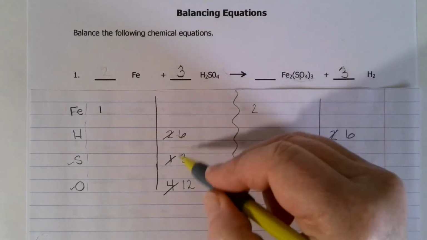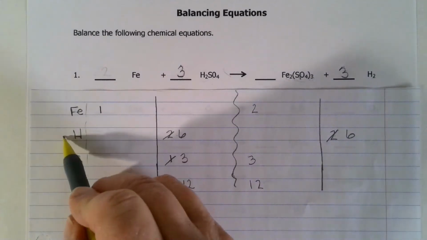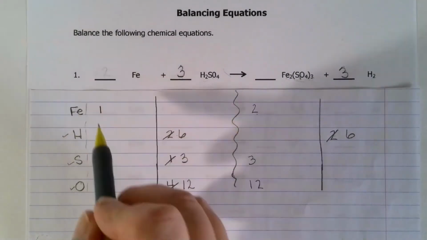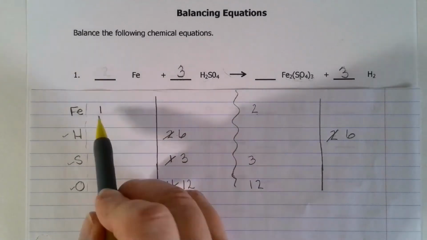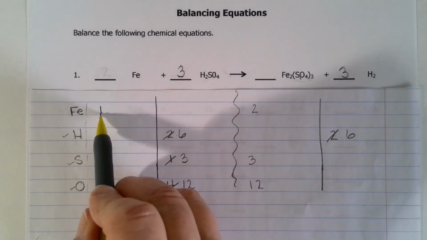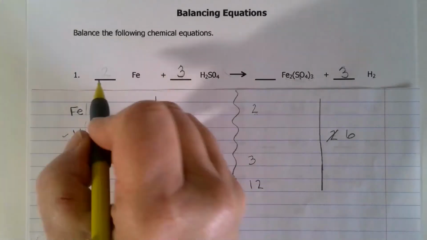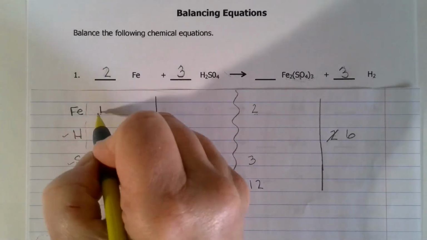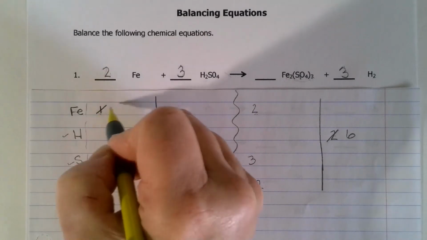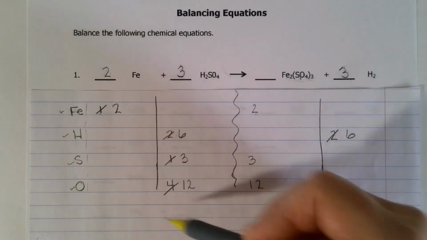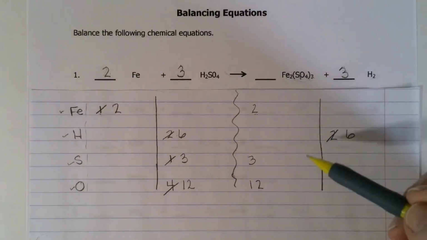So now they match. My hydrogens match. I go up to my iron. There's 2 here and there's 1 here. This is the smaller one. Can I take a number times this to get the 2? Yes, I can take it times 2. I put a 2 here. 2 times 1 is 2. So now I see that they all have the same amount and my equation is now balanced.